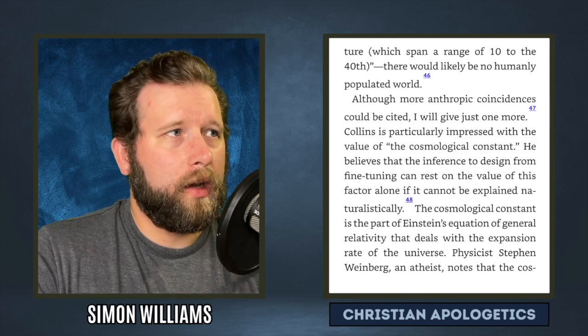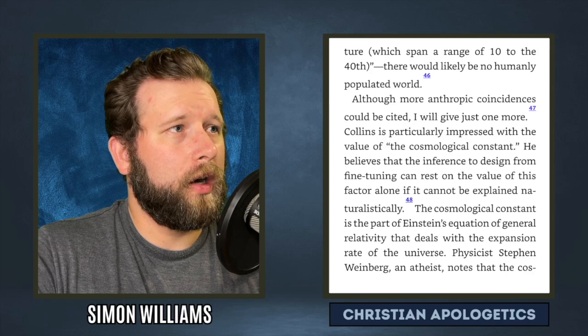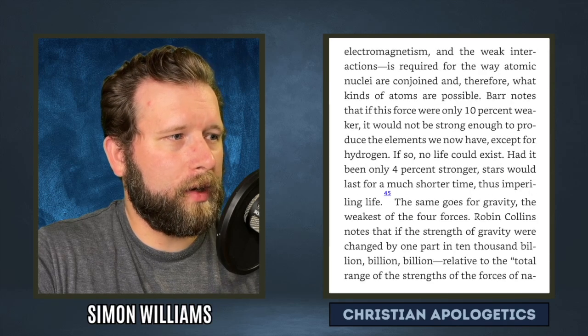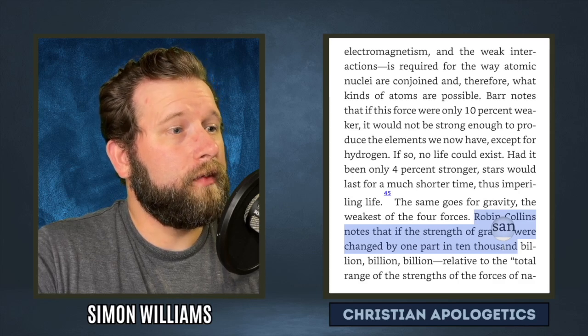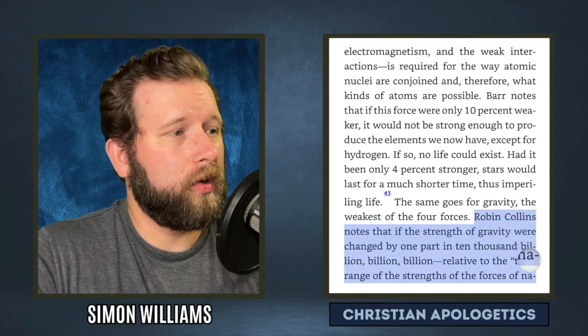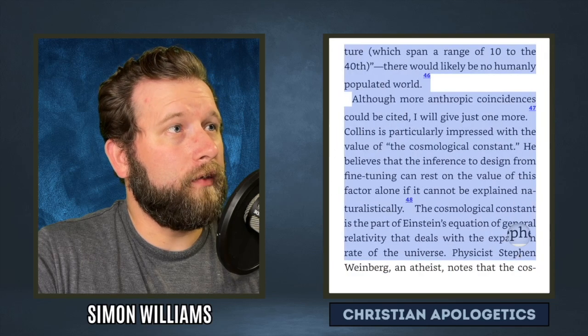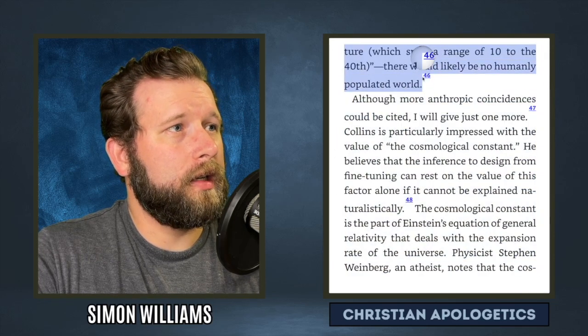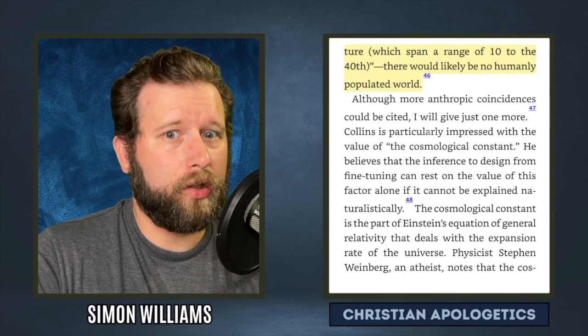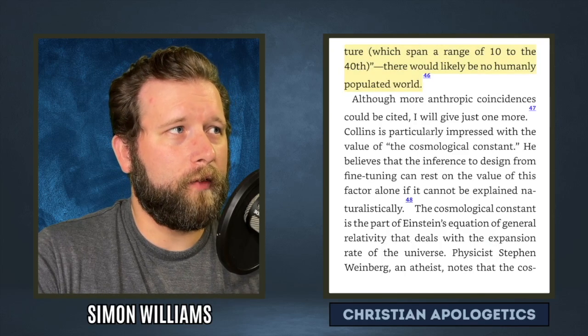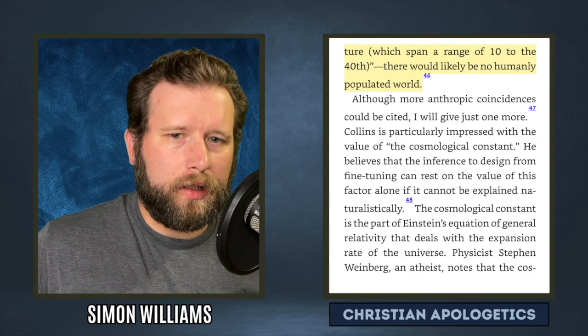One quick note that I'm going to make here with regard to talking about Robin Collins and his 1 part in 10,000 billion relative to the total range of the strengths of forces of nature. This is an important and often misunderstood aspect of the fine-tuning argument. Where does he get this number from?